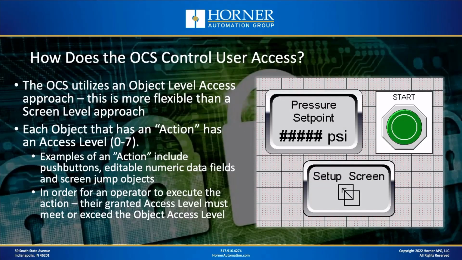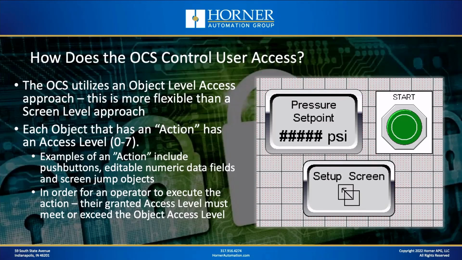Okay, so how does the user access feature actually work? Well, at Horner, what we decided to do many years ago when we implemented this feature was to implement it on an object level. So that means every object that has an action, every touch button that may be used to adjust a set point, every touch button that might be used to start or stop a motor or something, every touch button that could be used to change screens, each of those buttons could be set with an access level.